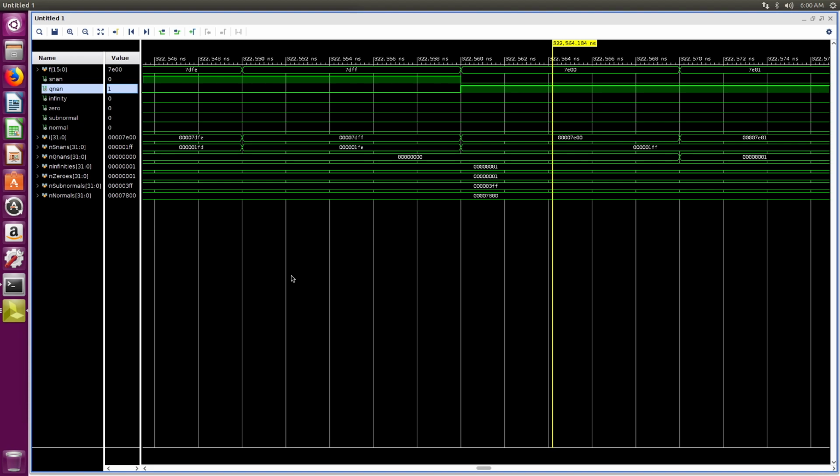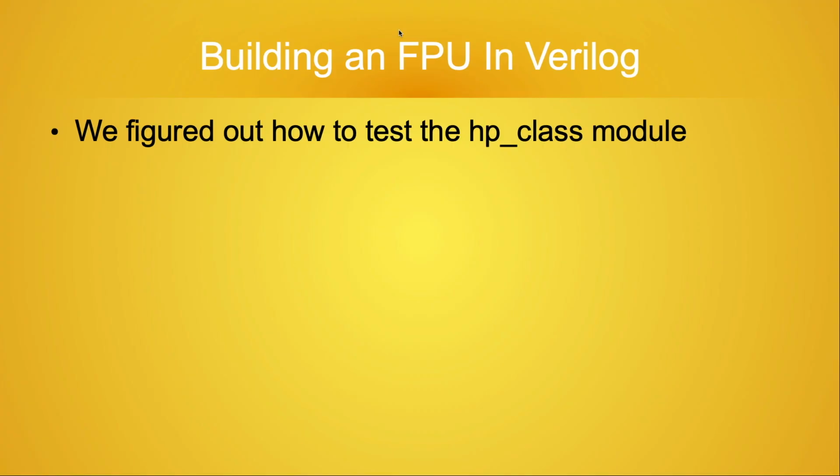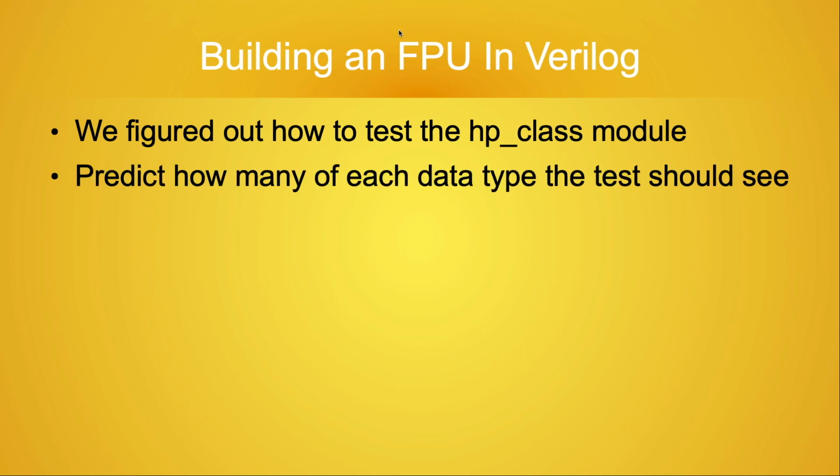Let's review what was covered in this video. This video was about testing the HP class module. Before writing a test procedure, I calculated how many values of each type there would be. That is, I computed for 16-bit floating point values how many of those values would be infinite, how many would be signaling NaNs, how many would be quiet NaNs, etc.